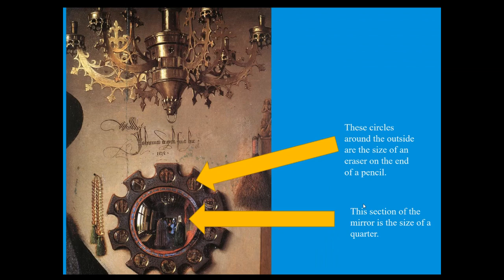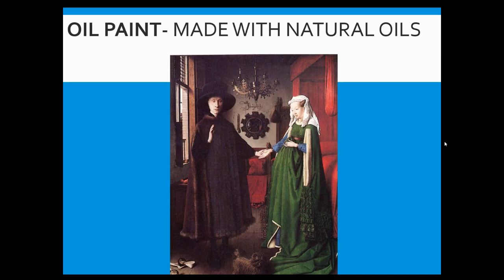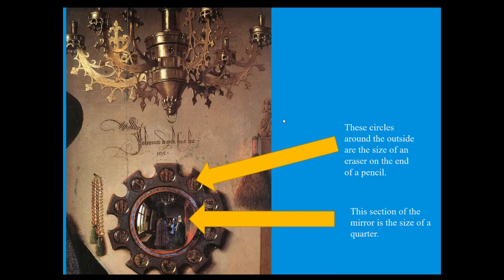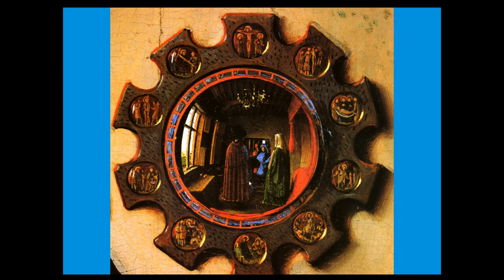So the thing that I really like about this painting is if you look at that mirror, this one right back here, what's really impressive is you've got this circle that is the mirror that's the size of about a quarter. And inside that quarter, he painted the reflections of these two people being married, the person marrying them, as well as the artist painting the painting, which is kind of crazy.